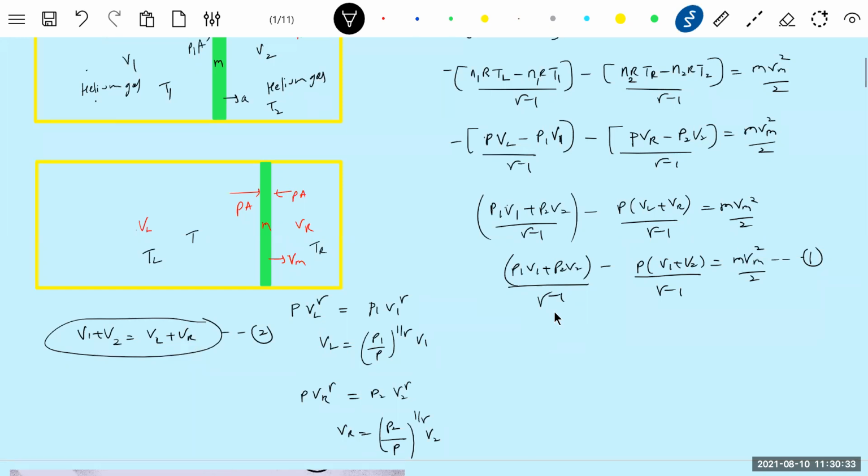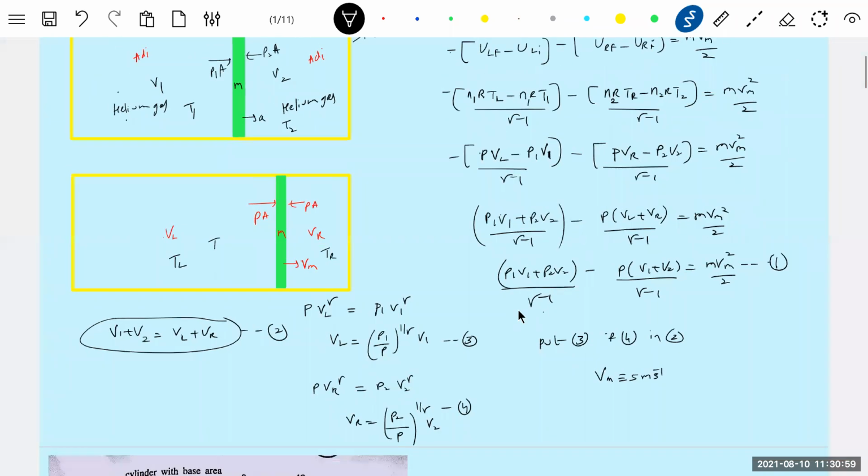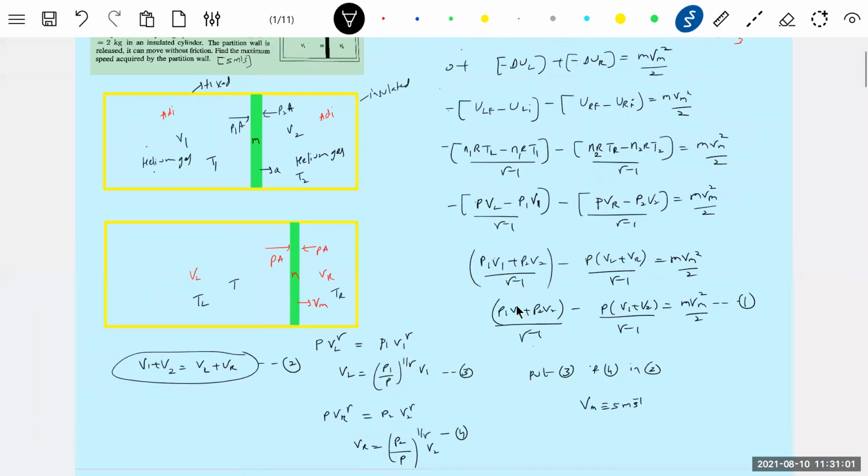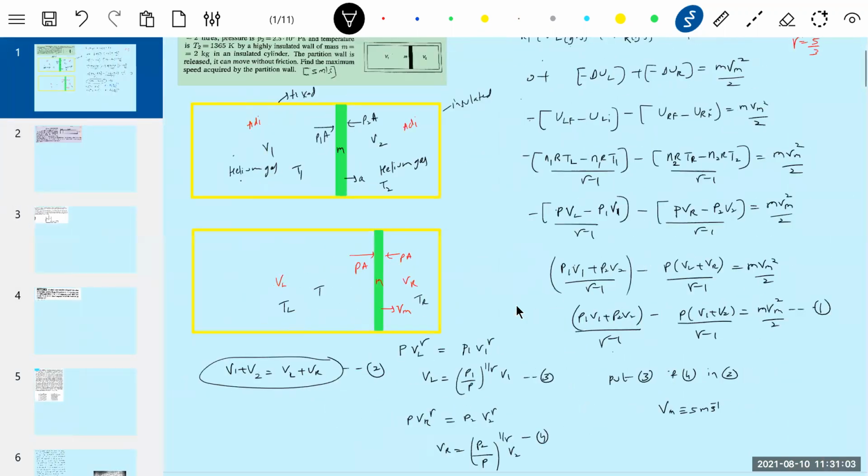Okay, so call this equation 3, equation 4. So put 3 and 4 in 2. Okay, you'll get that equation. Then the value of P substitute in equation 1, you'll get the required answer. Not exactly, approximately 5 meter per second it will come. And the calculation is more about how you take help of the basic equations.